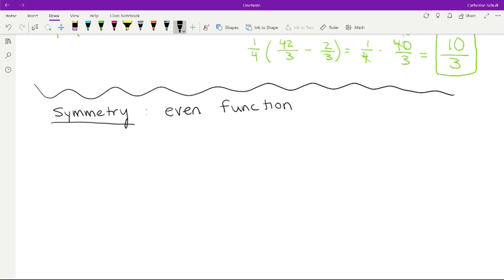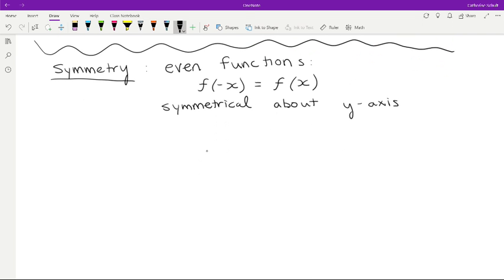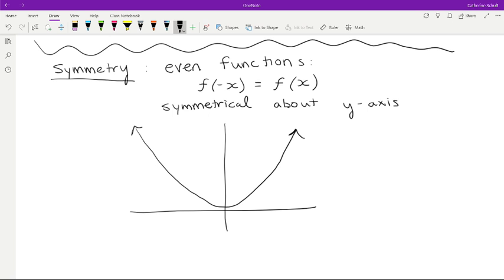You plug in -x. And for an even function, when you plug in -x, you get back the same function. And the symmetry is along the y-axis. All right, so a really basic even function would just be something like x squared. And it's symmetrical about the y-axis, right?